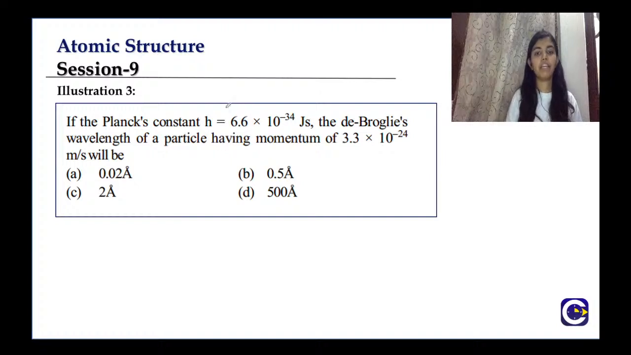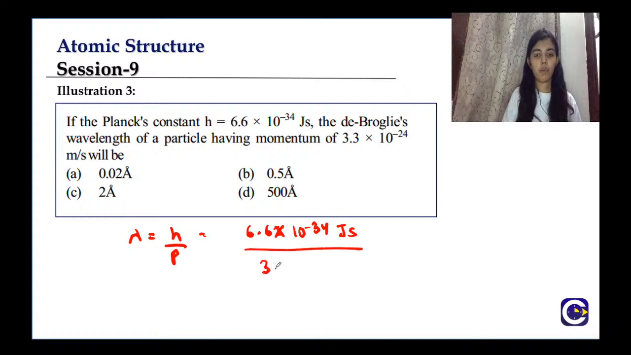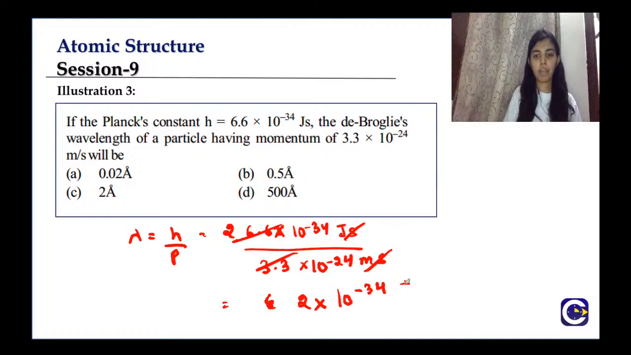You have to find out the wavelength, h, and momentum is given basically. So the formula is very simple, h by p. So you will get 6.62 or 6.6 into 10 raised to the power minus 34 joule second, and 3.3 into 10 raised to the power minus 24 meter per second. So second and second will get cancelled here. So 6.6 and 3.3 if you cancel, your answer will be 2 into 10 raised to the power minus 34 plus 24, that will be equal to 10 raised to the power minus 10.